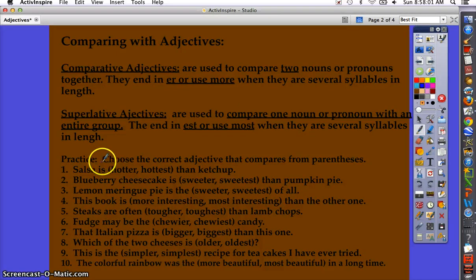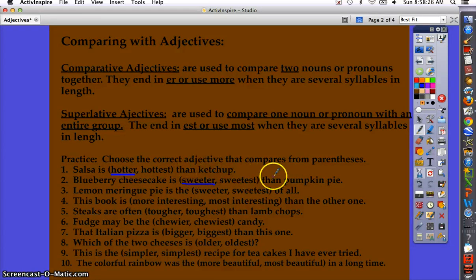So let's practice this part. Choose the correct adjective that compares from parentheses. Number one, salsa is hotter or hottest than ketchup. The word hotter fits best here because it's comparing salsa to ketchup, two items, er ending this time. Number two, blueberry cheesecake is sweeter or sweetest than pumpkin pie. Sweeter will fit best this time, comparing cheesecake to pumpkin pie.